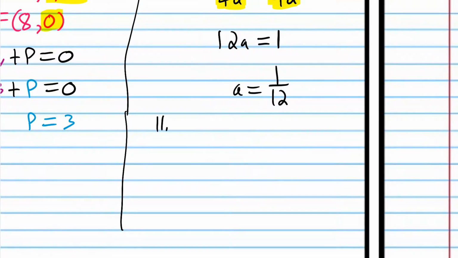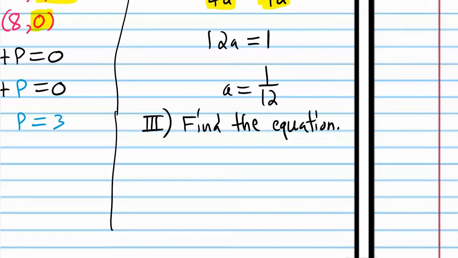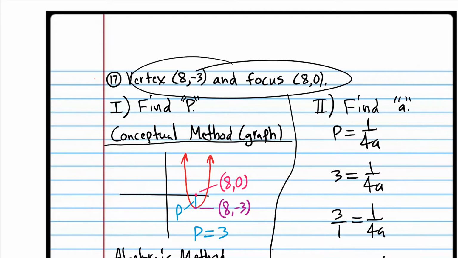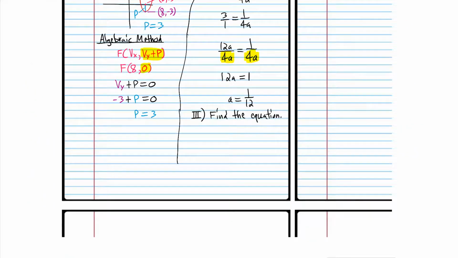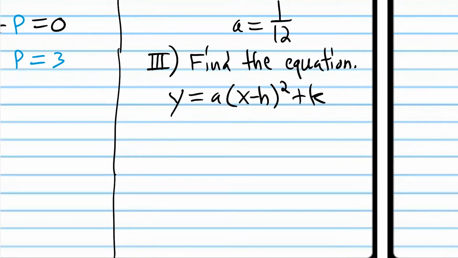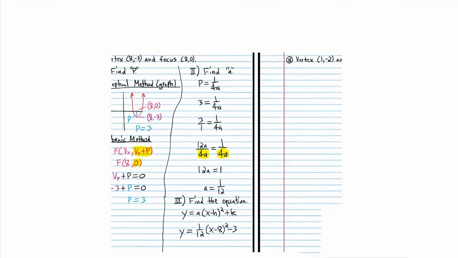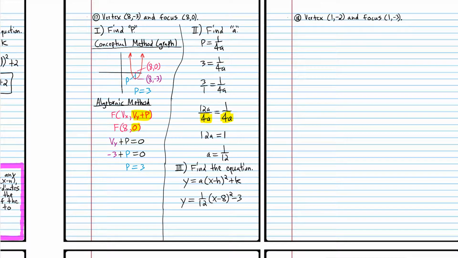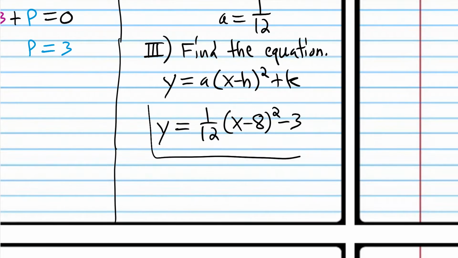So now we can just find the equation, which is the whole point of the problem. We want to find the equation that has these characteristics, or the equation of the parabola that has those characteristics. So all we have to do is plug in the constant a and the vertex coordinates h and k. So we just found that a is 1/12, and they told us that the x value of the vertex is 8, and the y value is -3. So that is the final answer.